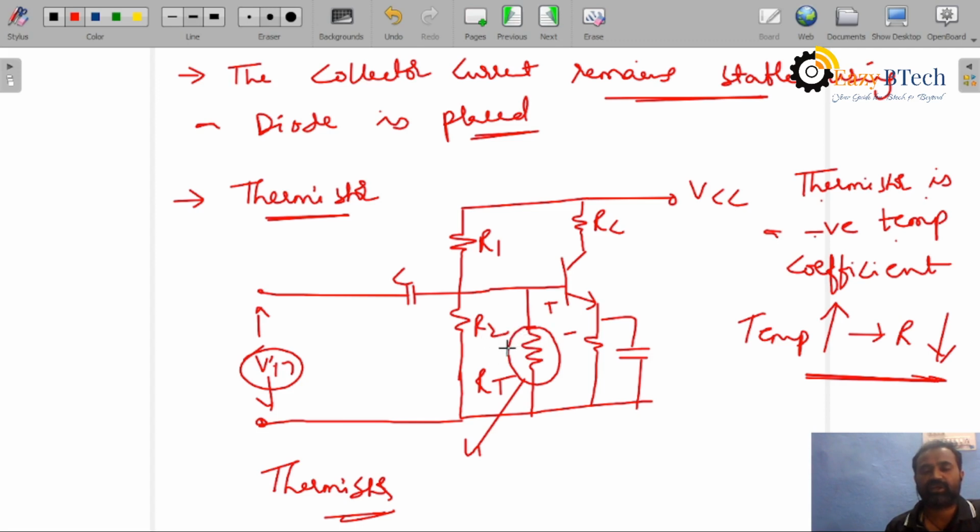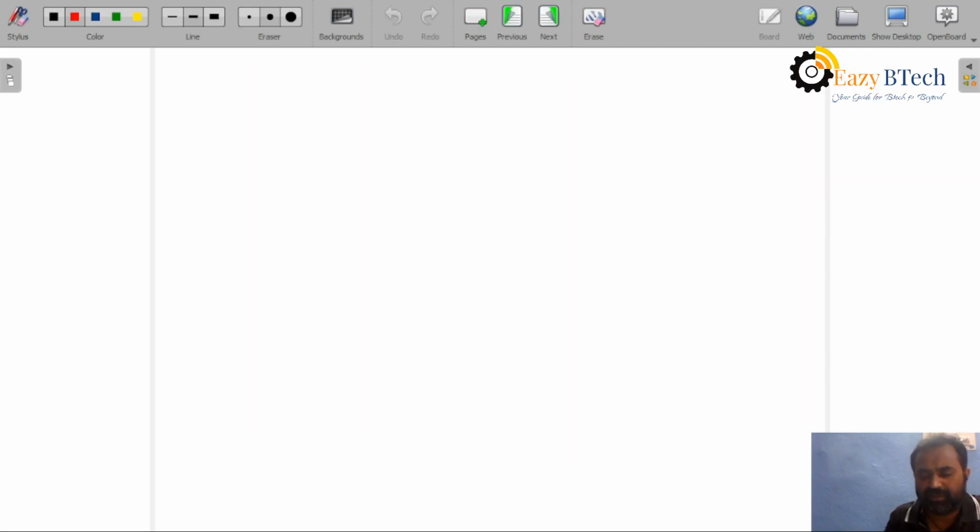Now what happens, due to the increase in temperature, the voltage across base to emitter decreases, which leads to decreasing IB, which leads to decreasing IC. That is stable, which maintains a stable output collector current. That is why this bias compensation circuit is used. Okay, students, you can see here clearly. Thermistor compensation circuit.